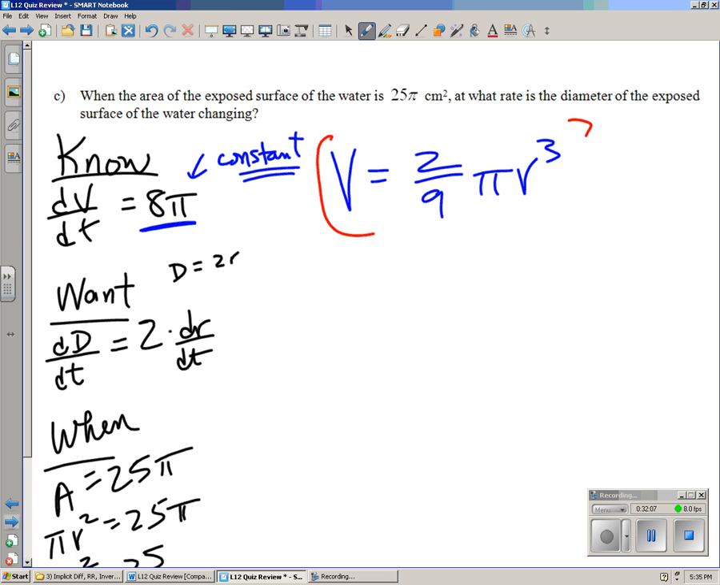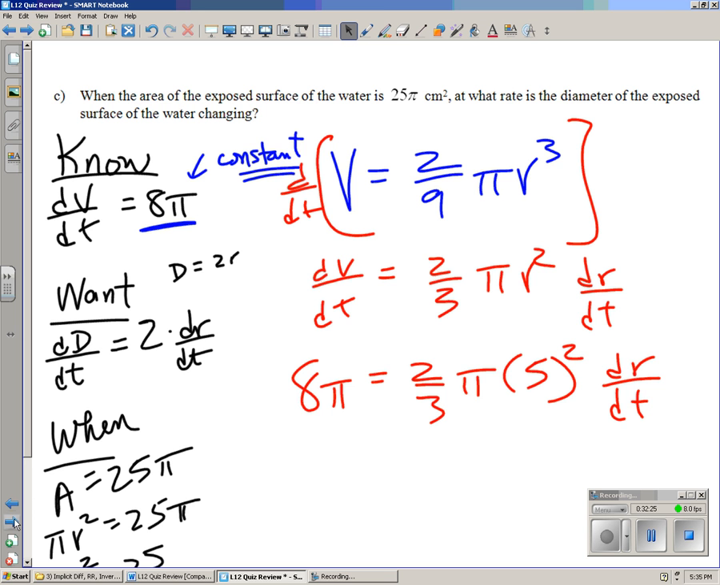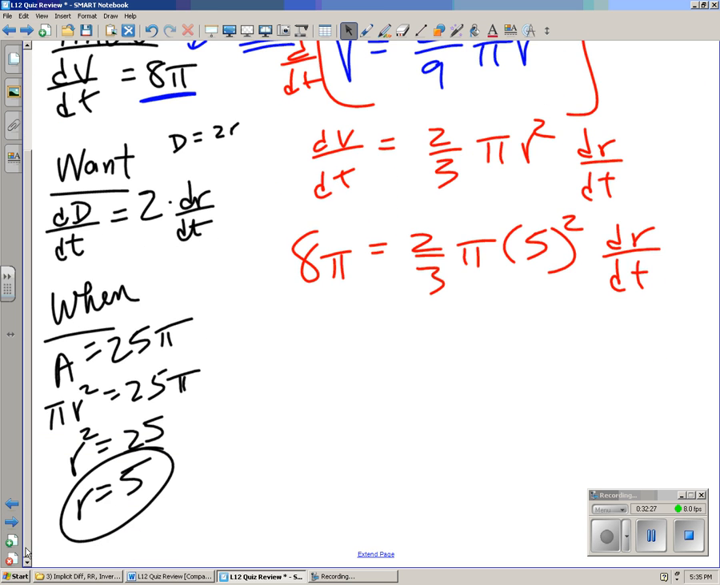So we get dV over dt is 2/3 pi r squared dr over dt. dV over dt is 8 pi equals 2/3 pi times, we know 5 squared, dr over dt. We have 8 pi. 5 squared is 25 times 2 is 50. So I have 50 over 3 pi dr over dt. And keeping in mind, if I get dr over dt, I just have to multiply by 2 to get the answer that we want, because we wanted the rate of change of the diameter.